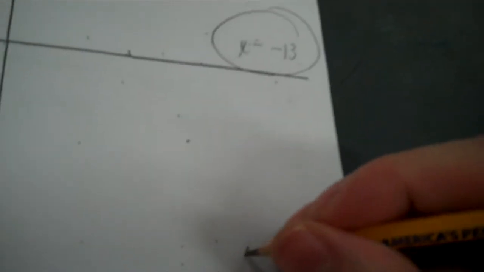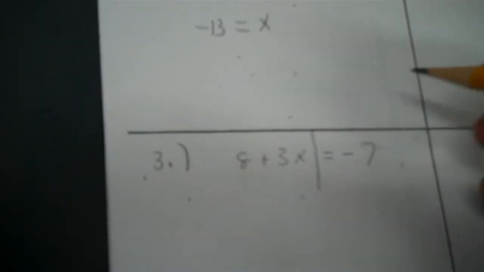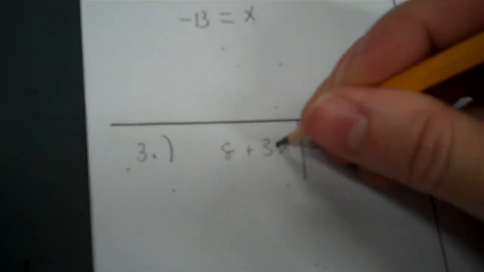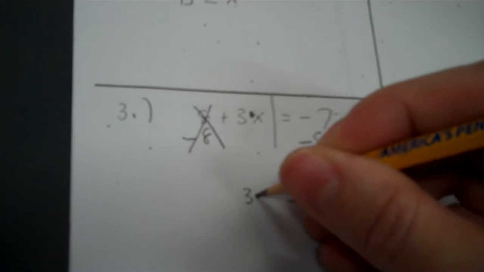Okay, number 3. So here's x. You got two things happening. You have a times 3 and you got a plus 8. So we have to deal with the plus 8 first. So the opposite of plus 8 would be minus 8. So we minus 8, minus 8. So line your equals up. You have 3 times x. And negative 7 minus 8 would be negative 15.